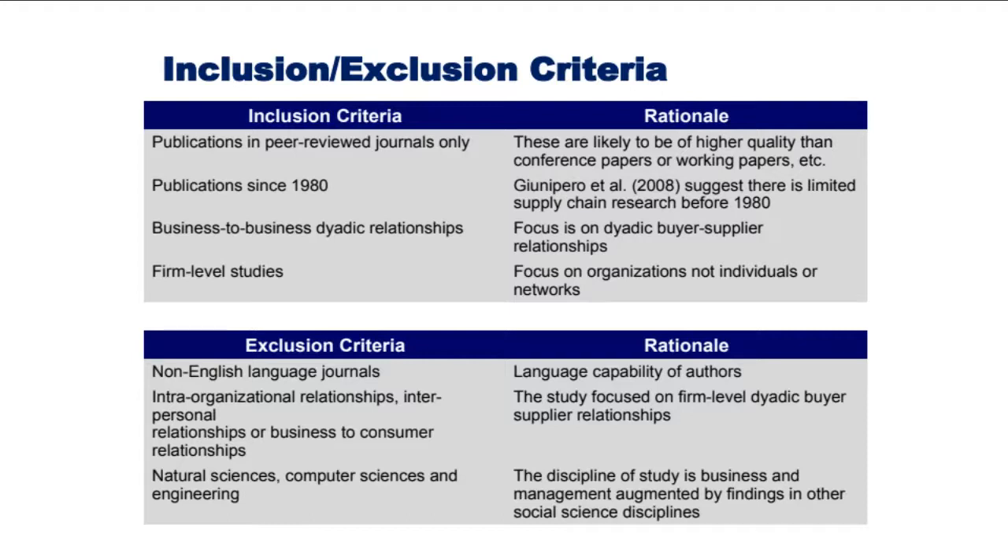Inclusion and exclusion criteria means that only those articles will be selected which meet these criteria. Of course, in good quality work done by students, they also provide a rationale or justification for the inclusion or exclusion criteria. So that rationale is the justification for the point. They are looking at peer-reviewed journals only. They are not looking at book chapters or conference papers. They are only looking at peer-reviewed journals because they want to maintain the quality. So their justification is that peer-reviewed journals are likely to have higher quality than conference papers or working papers.